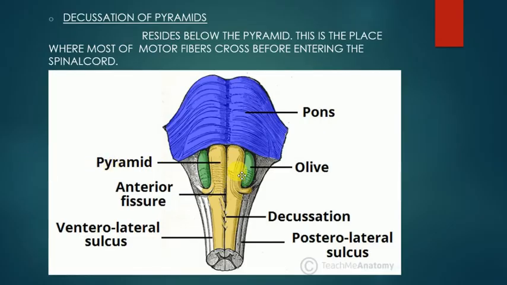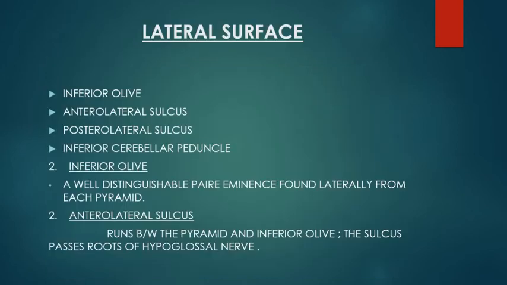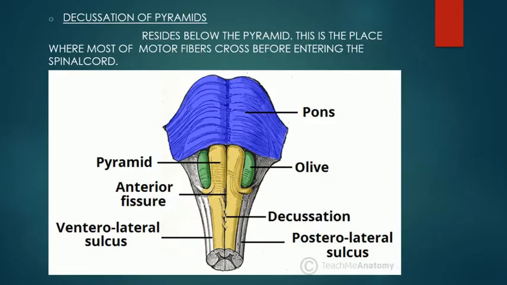Here we can see the olive, a well distinguishable paired eminence found laterally from each pyramid. Then the anterolateral sulcus runs between the pyramid and the inferior olive, and the sulcus passes the roots of the hypoglossal nerve. Here is the ventrolateral sulcus between pyramid and olive.